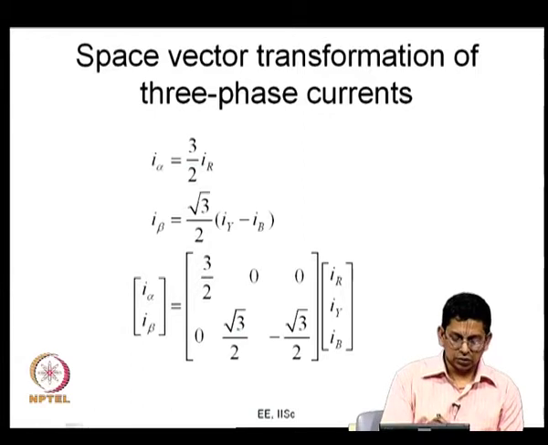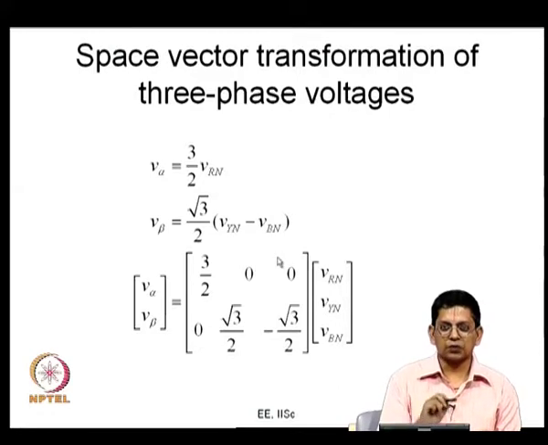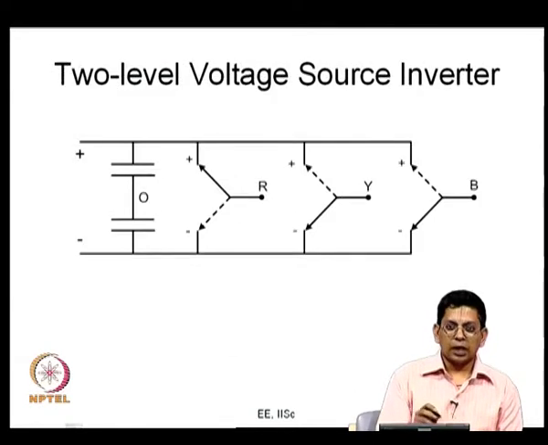Similarly, you have 3 phase voltages VRN, VYN and VBN, which sum up to 0. These 3 phase voltages can also be transformed into 2 phase voltages V alpha and V beta. V alpha is equal to 3 by 2 times VRN, and V beta is root 3 by 2 times the difference between VYN and VBN, or VYN minus VBN. The same thing is written in matrix form here. When we look at a 3 phase inverter, the output voltages are fixed levels; it has only 2 levels, it is a 2 level inverter.